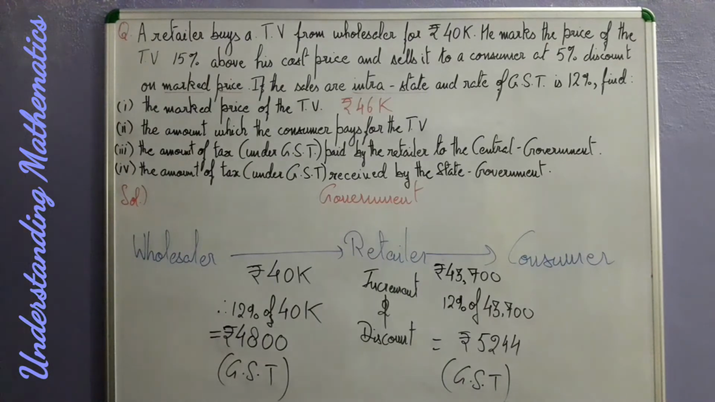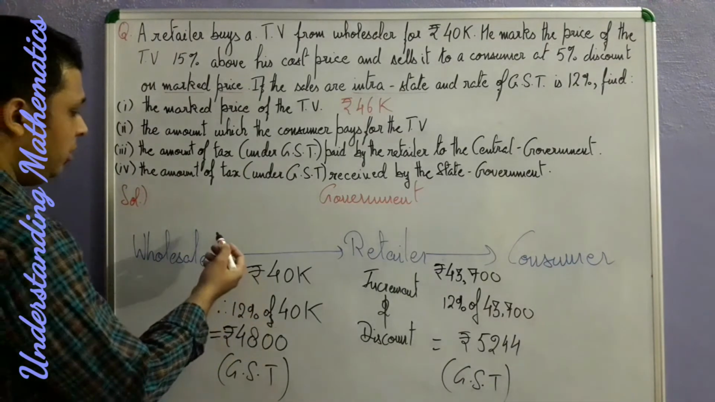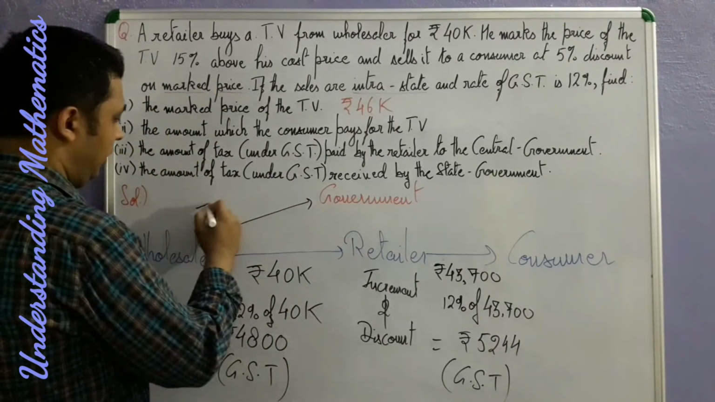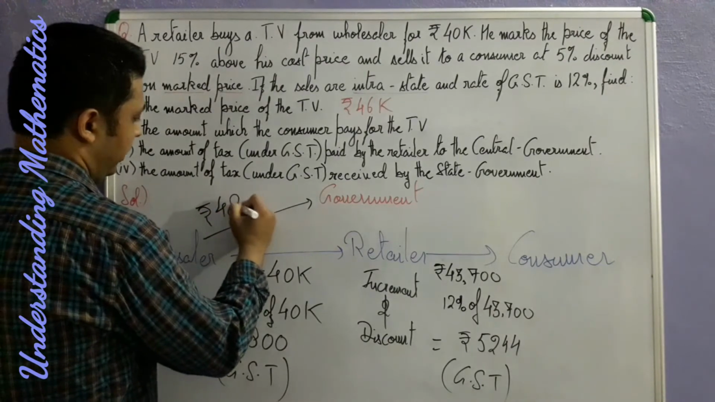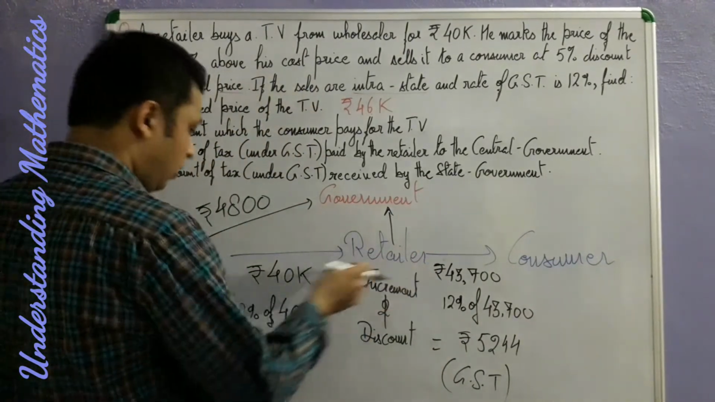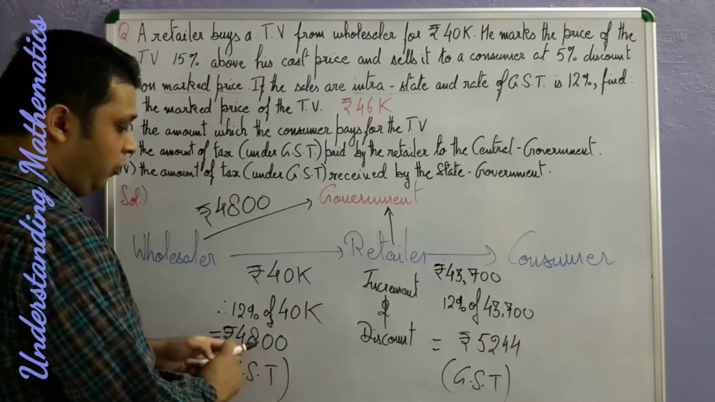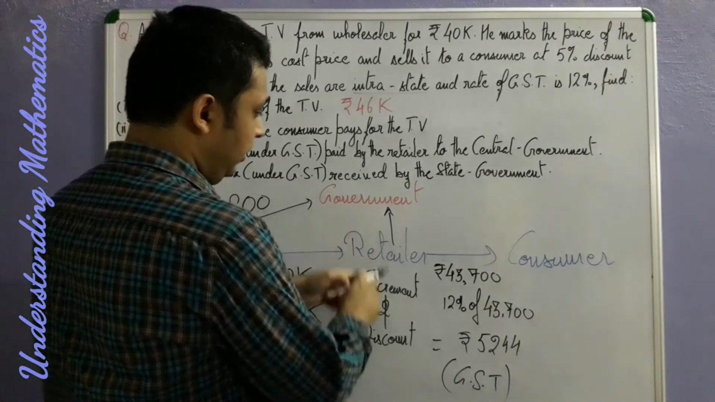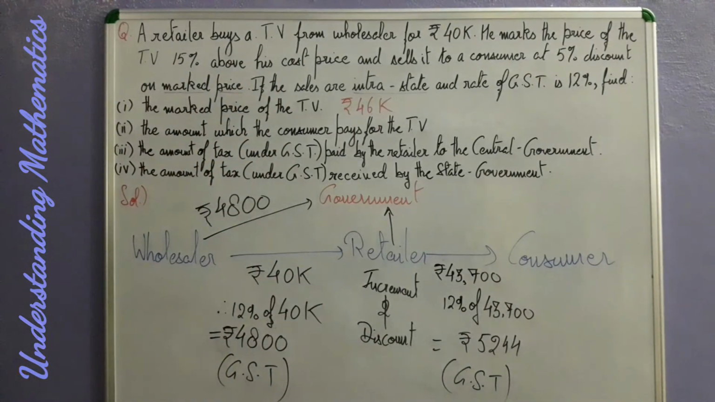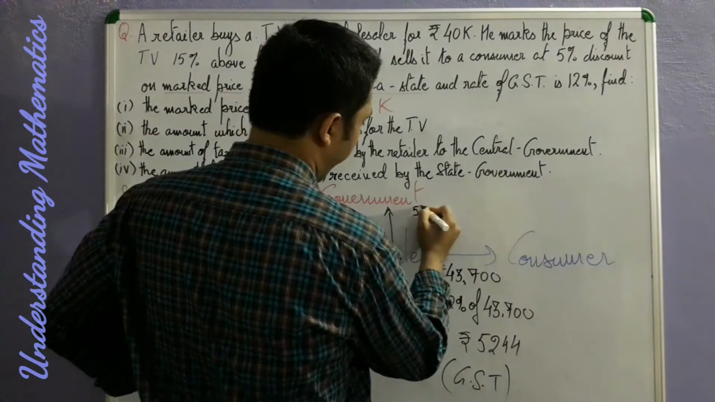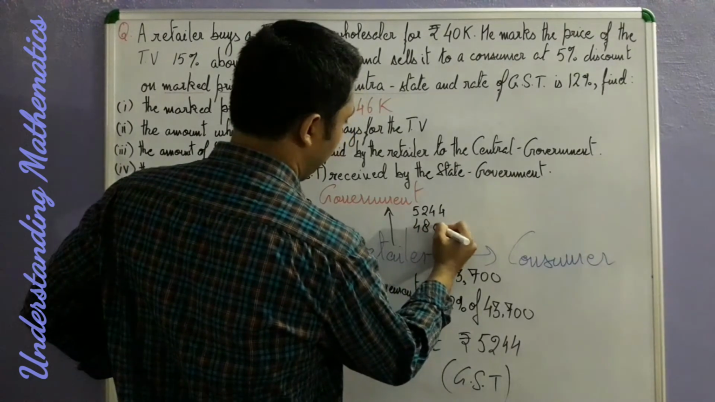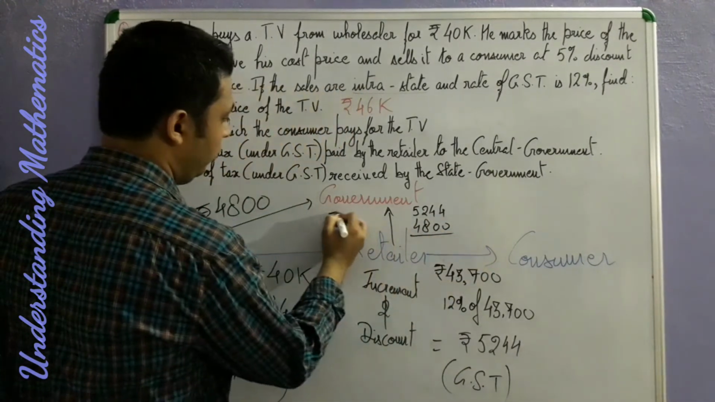Clear? Now let us solve the question, and before that let us see how much amount of tax will be given by the wholesaler to the government. So this is nothing but rupees 4,800, and now we need to calculate the tax, because the retailer already has some input tax credit, that is 4,800. So the retailer has to give the balance of it. Clear? So just calculate this. You will get 5244 minus 4800. So just see the amount which the retailer pays.